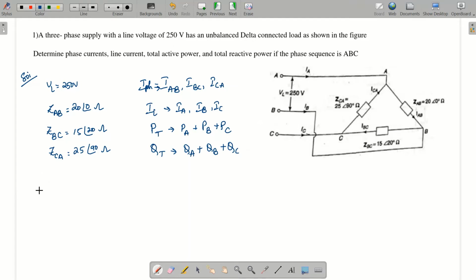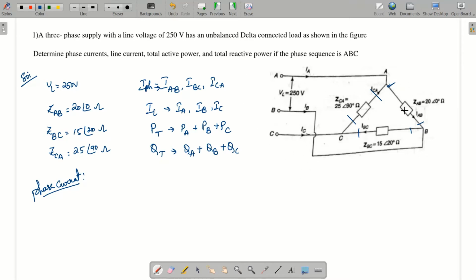First we need to find the value of the phase currents. Before that, we need to find the phase voltage. What is the voltage across each phase? Then only we can find the phase current. Even though it is an unbalanced load, the voltage across each phase will be balanced. Why? It is connected to a balanced 3-phase supply. The supply will always be balanced.